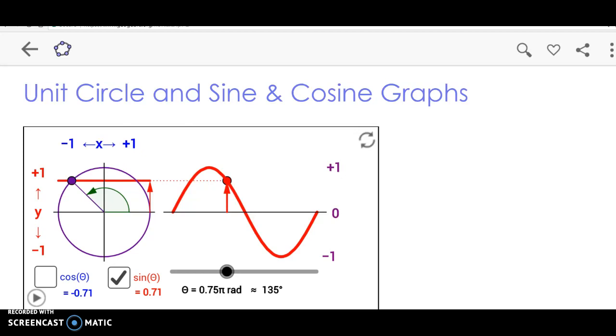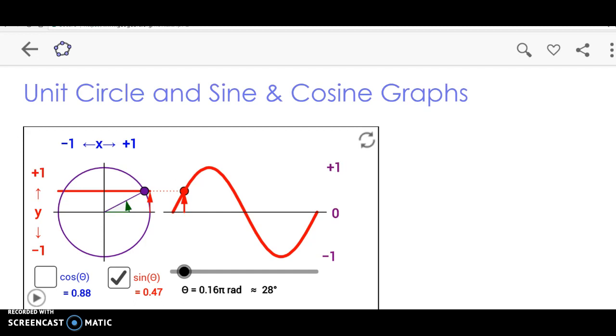So, I think we're pretty familiar with what the graphs kind of look like, but I think it would be important for us to understand why and how this relates to the unit circle, which we've been spending a lot of time doing. So notice here, I'll try to pause it. Notice here, as we start at 0, our graph starts at 0, right?